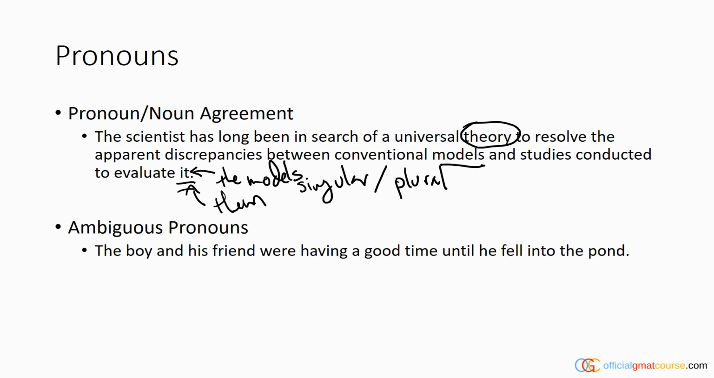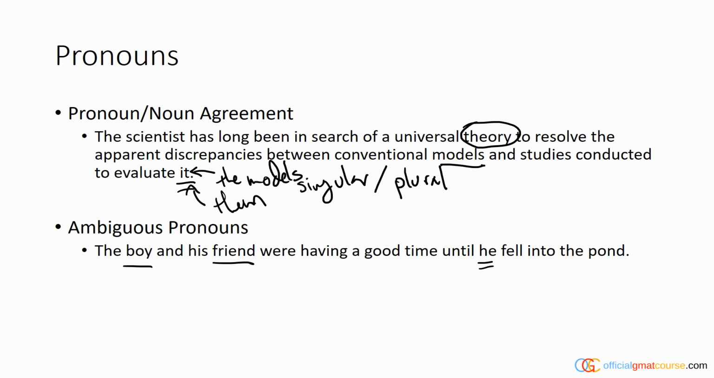While these are both good screens, clarity and conciseness, and we'll talk about them when we get to the tiebreakers, clarity trumps conciseness. Now, ambiguous pronouns, and if you want to hit pause and give this a read real quick, go for it. The boy and his friend were having a good time until he fell into the pond. Well, the word "he" could refer to his friend or the boy. So I'm not sure who fell into the pond, and that's an ambiguous pronoun.